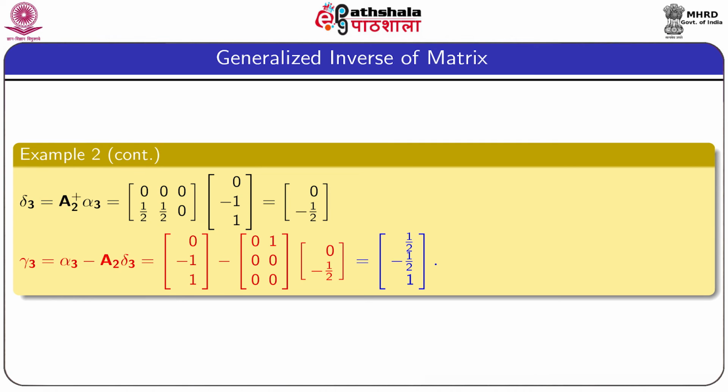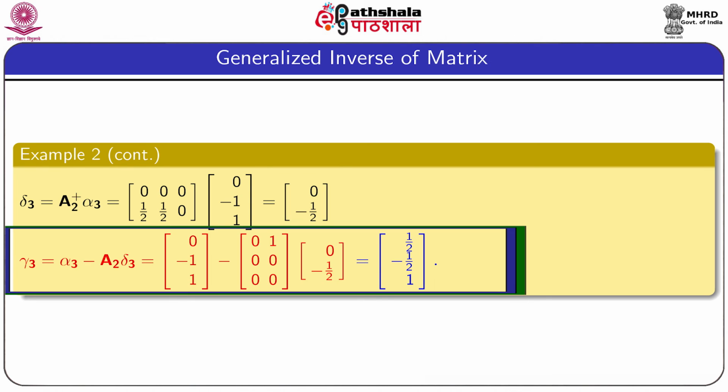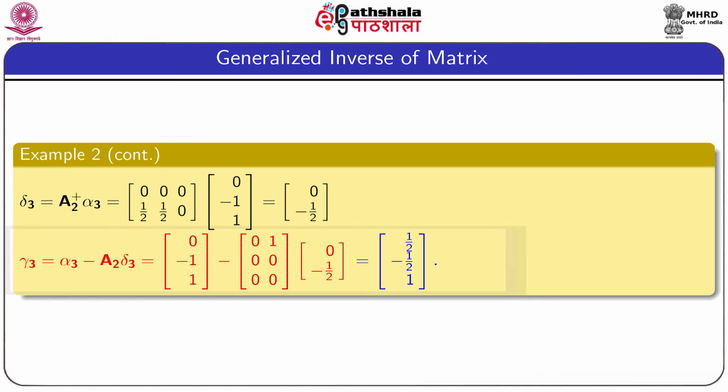Now we go to the third iteration and we calculate the vector delta 3, which is equal to A2 plus into alpha 3, and it is a column vector containing two elements 0 and minus half. Then gamma 3 equal to alpha 3 minus A2 into delta 3. After simplification it becomes a column vector whose elements are half, minus half and 1.